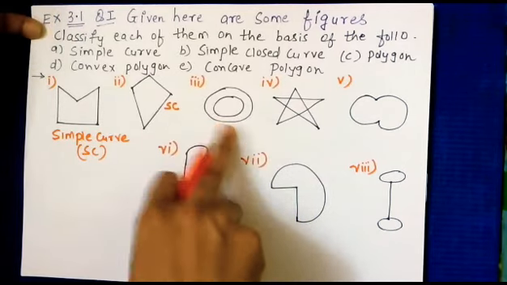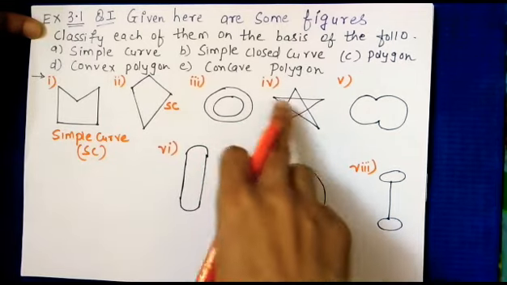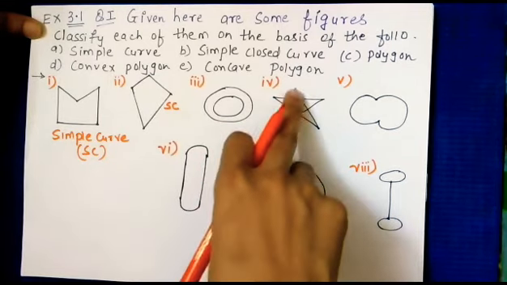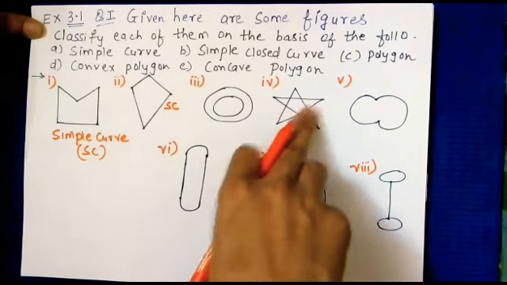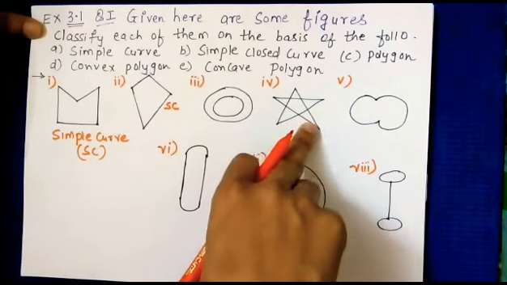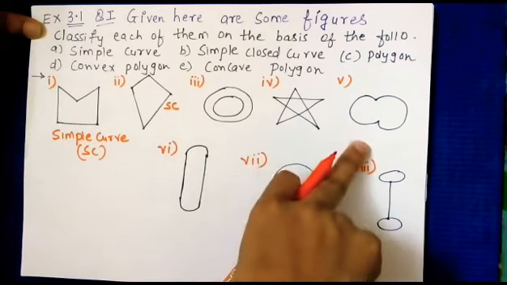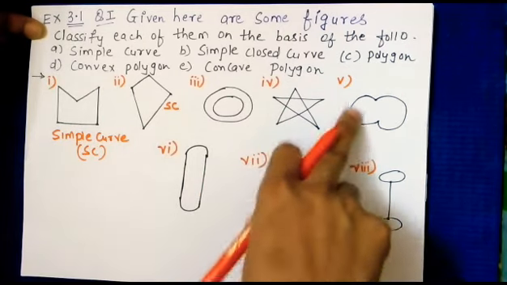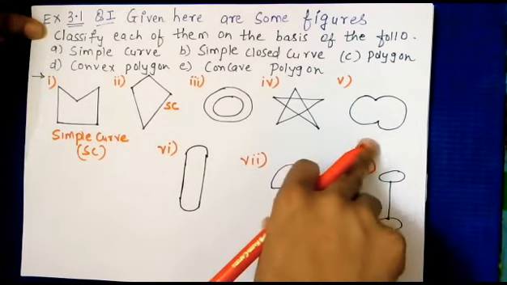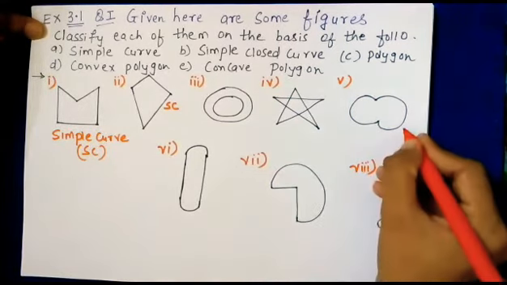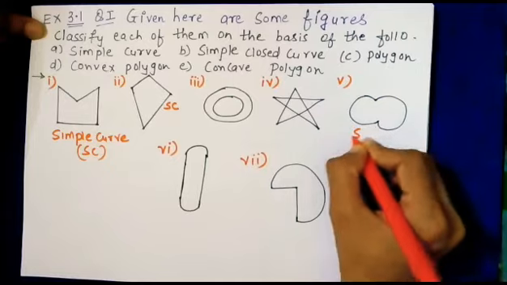Now moving ahead with the fourth one. The fourth one also, you can see that the lines are overlapping each other. So this is not a simple curve. For a simple curve, there should be no overlapping and the line should not intersect itself. Now moving ahead, the fifth one. Yes, the fifth one is a simple curve. There is no overlapping, no intersection. So this fifth one is also a simple curve.